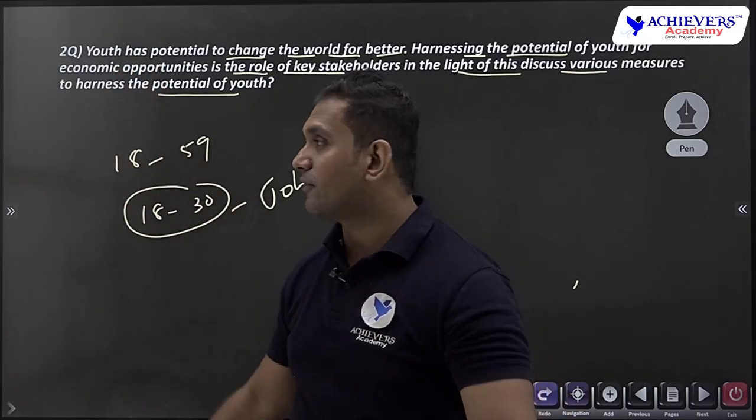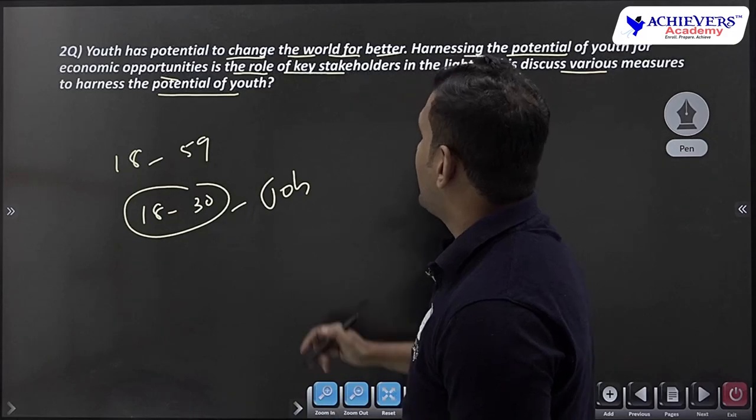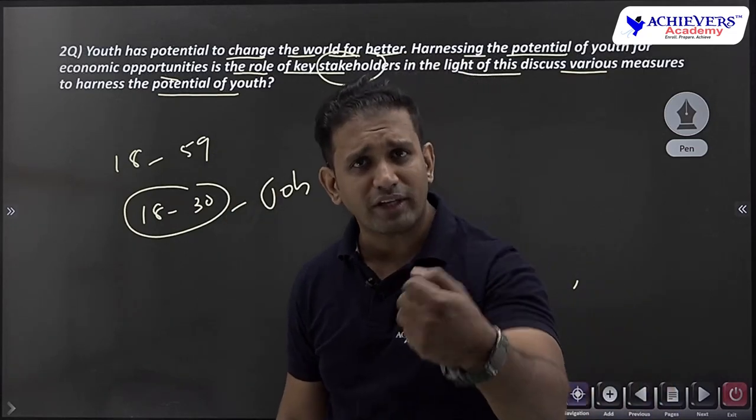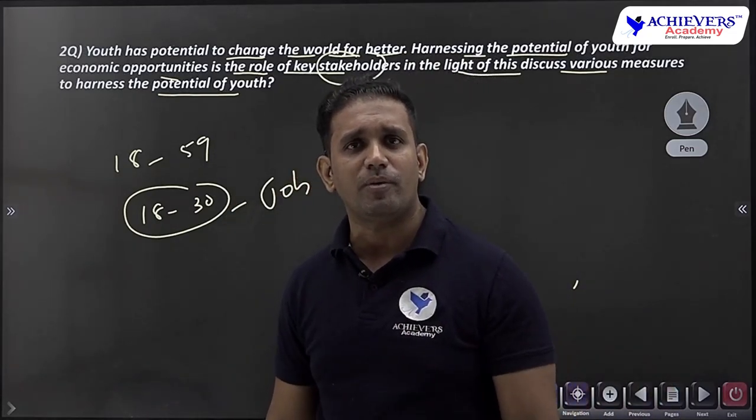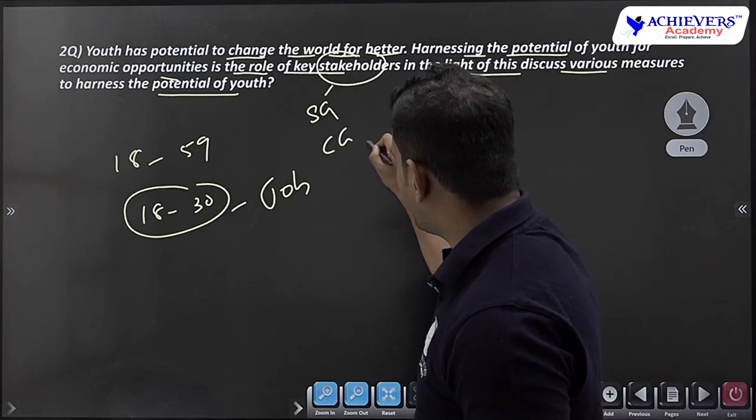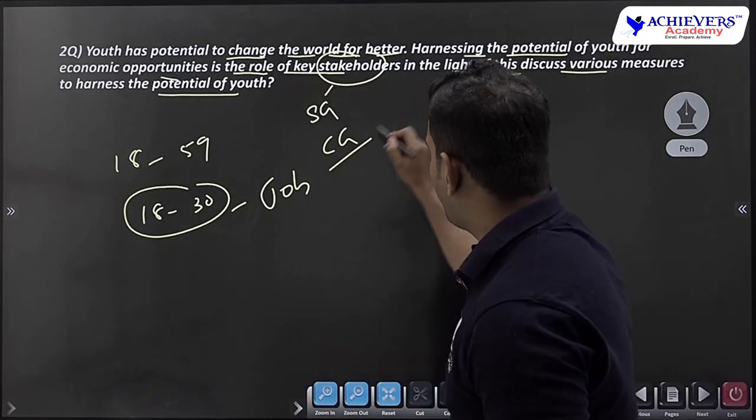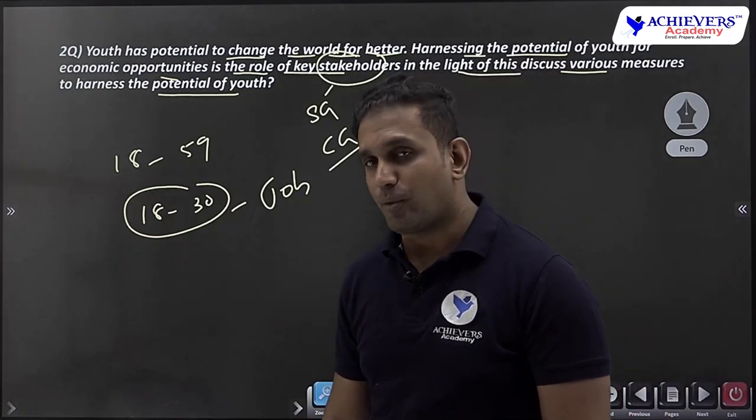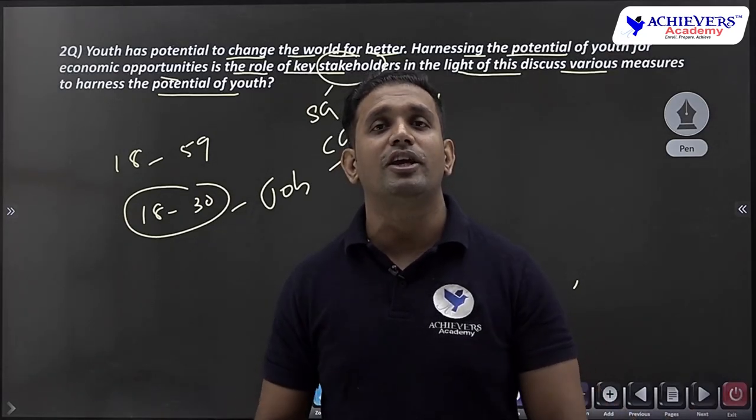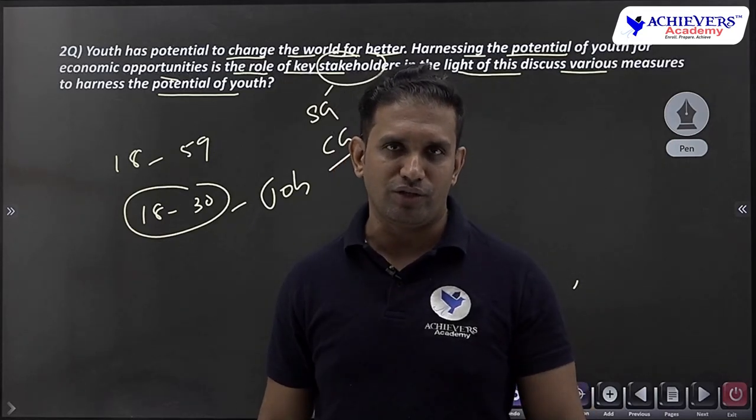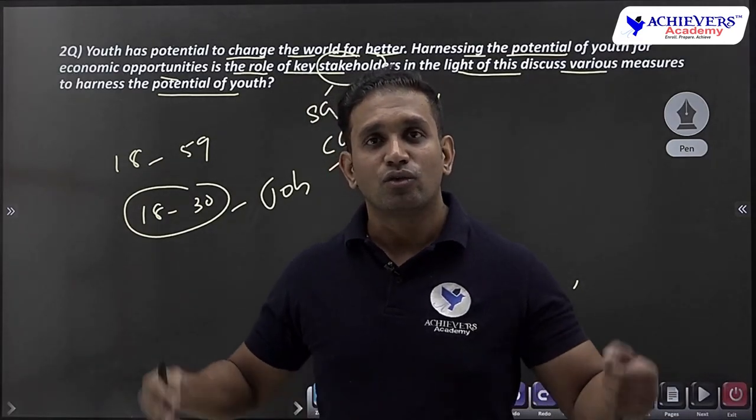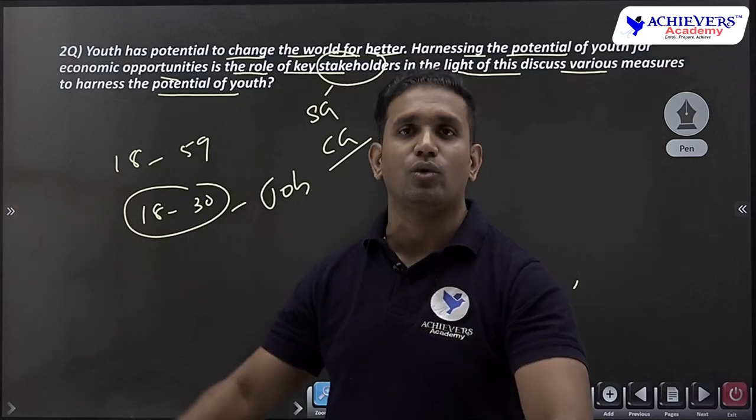So youth is always linked with what? Economic opportunities. Okay. And economic opportunities should be created by what? Key stakeholders. Means who should create economic opportunities? Can I create economic opportunities? Can you create economic opportunities? No sir, it is the state government that should create economic opportunities. It is the central government that should create economic opportunities. The private sector should create what? Economic opportunities. Means both the public and private sectors are the two important key stakeholders which can provide us economic opportunities, job opportunities. If they fail to do so, youth is doing nothing in the country. Right or wrong? So we have to harness the potential of the youth. We cannot leave our youth like that.